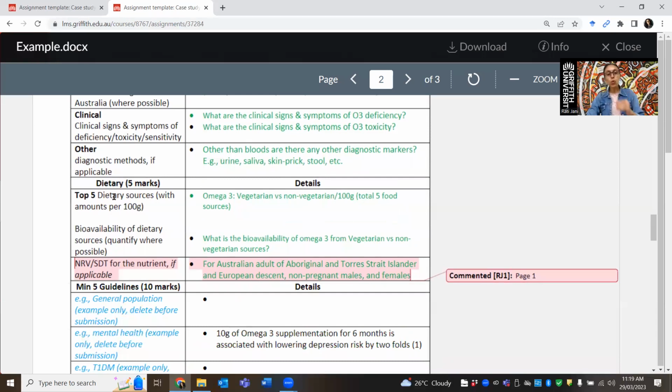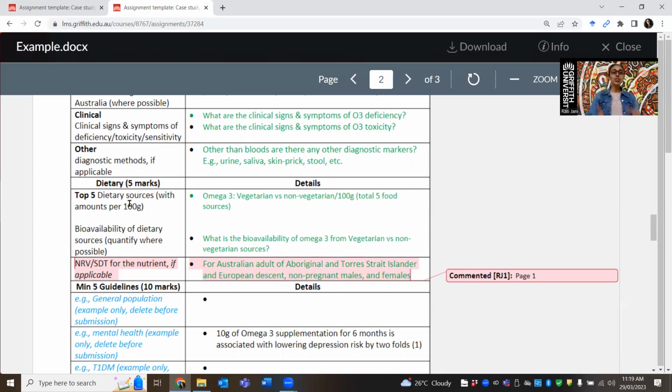Then we go on to dietary. So this is very, very simple. You have done this like 10 million times previously. So top 5 dietary sources of omega-3. Do not just say fish. Okay, like what is it? Like, per 100 grams. Like, tell me. All right. I have such an expressive way of saying things, right?